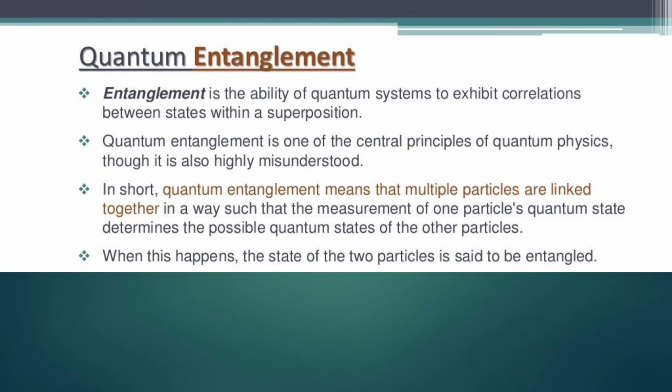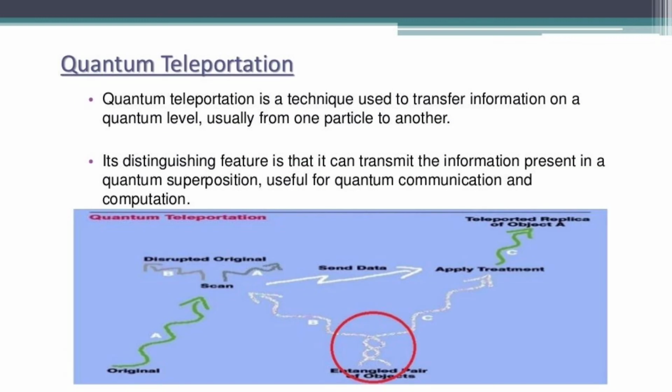Let's talk about quantum entanglement. Entanglement is the ability of quantum systems to exhibit correlations between states within a superposition. Quantum entanglement is one of the central principles of quantum physics, though it is highly misunderstood. In short, quantum entanglement means that multiple particles are linked together in such a way that the measurement of one particle's quantum state determines the possible quantum states of the other particles. When this happens, the state of the two particles is said to be entangled.